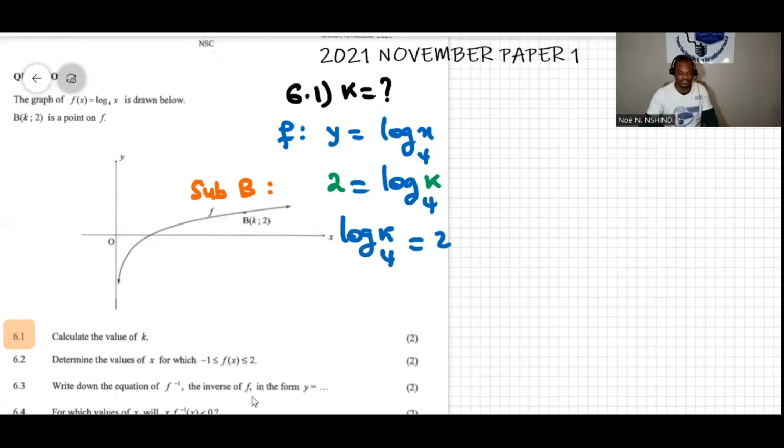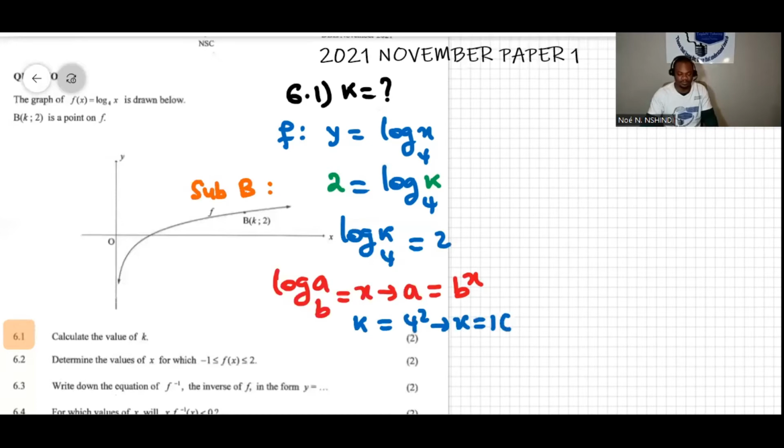So according to the definition of the log property, it says that log of a base b equal x implies that a equal to b to the power of x. So in this situation, log of k base 4 equal to 2 means that k equal to 4 to the power of 2. Therefore, k equal to 16. That's the value of k.